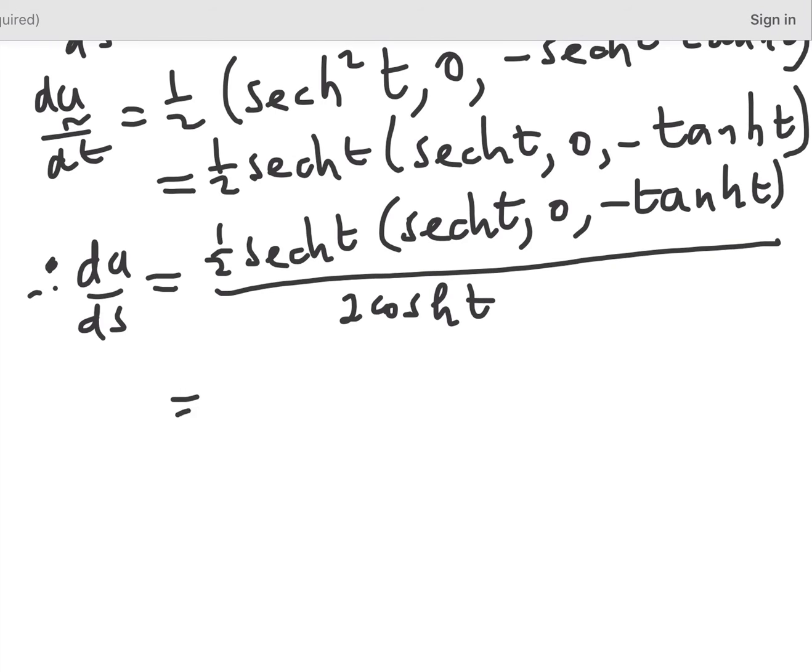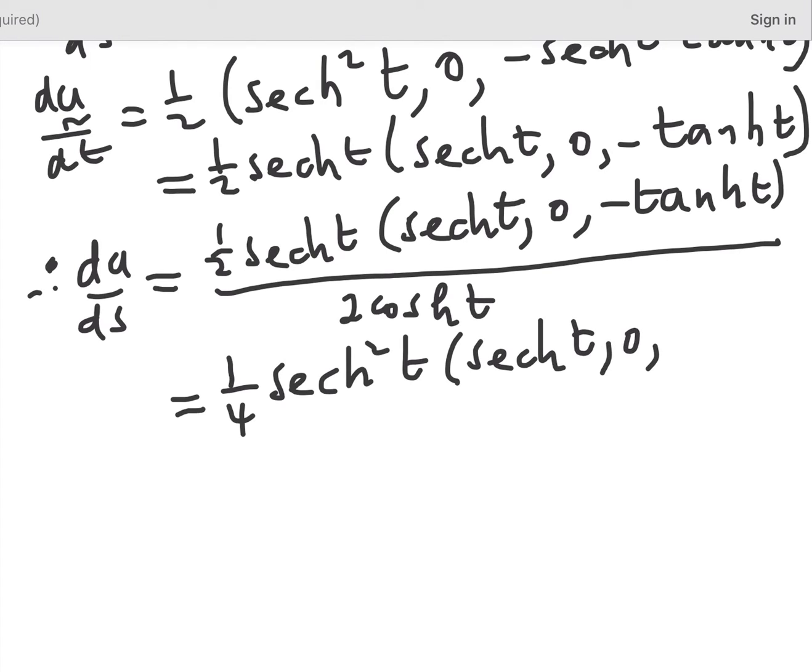Okay, we can simplify this keeping in mind that 1 over hyperbolic cos is hyperbolic sec, or 1 over hyperbolic sec is hyperbolic cos. So this simplifies as 1 over 4. Take the hyperbolic cos at the bottom to the top as hyperbolic sec. We end up with hyperbolic sec squared into hyperbolic sec, 0, minus hyperbolic tan t, like so. That is du ds. The mod of this gives us the curvature.